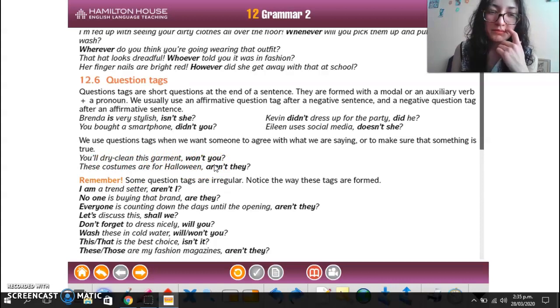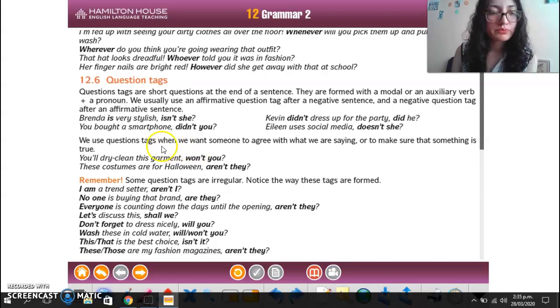But maybe you cannot think about what these question tags mean, for example, won't you, aren't they, didn't you, isn't she? They have different translations in Spanish. For example, they can mean ¿verdad? ¿Sí o no? ¿No? ¿Cierto?